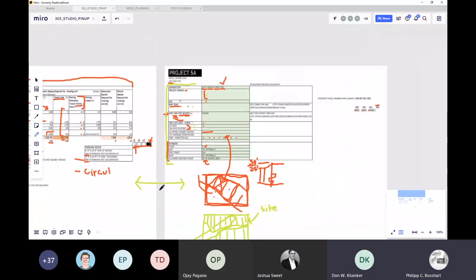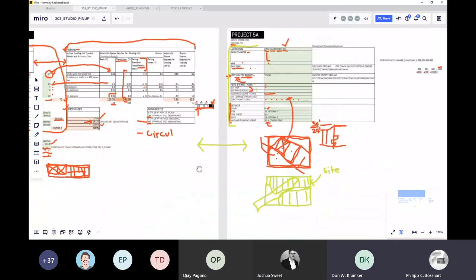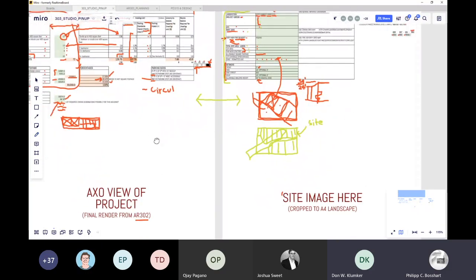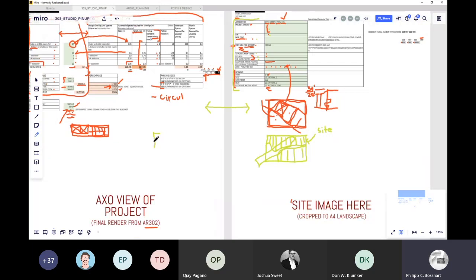I don't know what will be a good format for question and answer on this. Is it via the chats, or do we just have open mic time? When is this due? When is this due? By 8 o'clock?